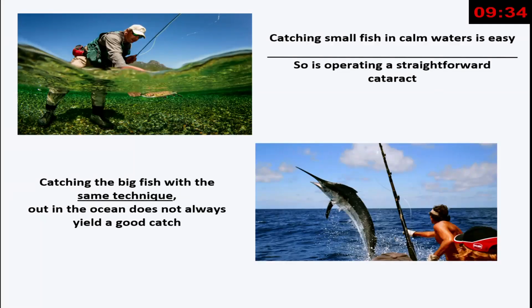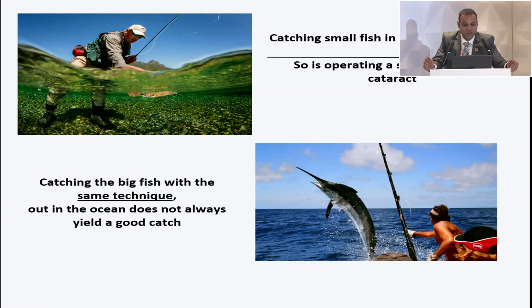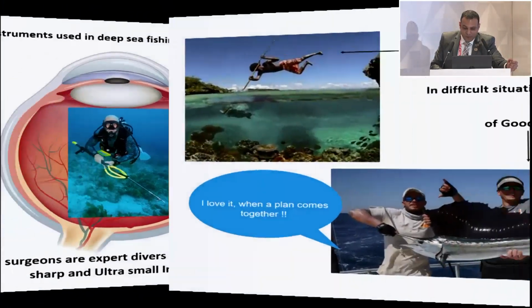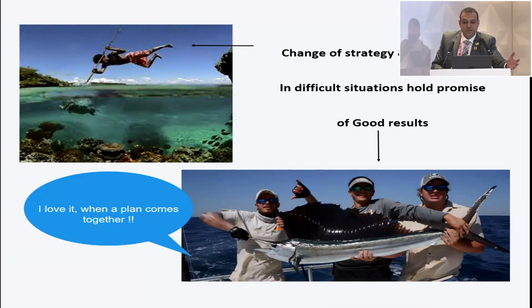Just an irony: when you're catching small fish in calm waters, it's pretty easy, but so is operating a straightforward cataract. But catching big fish with the same technique out in the ocean does not always yield a good catch, and similarly in cataract. What if the instruments used in deep sea fishing are applied to surface fishing? As we all know, vitreoretinal surgeons are expert divers in troubled waters. We have ultra sharp, ultra small instruments. A change in strategy and instruments in difficult situations does hold promise of good results.